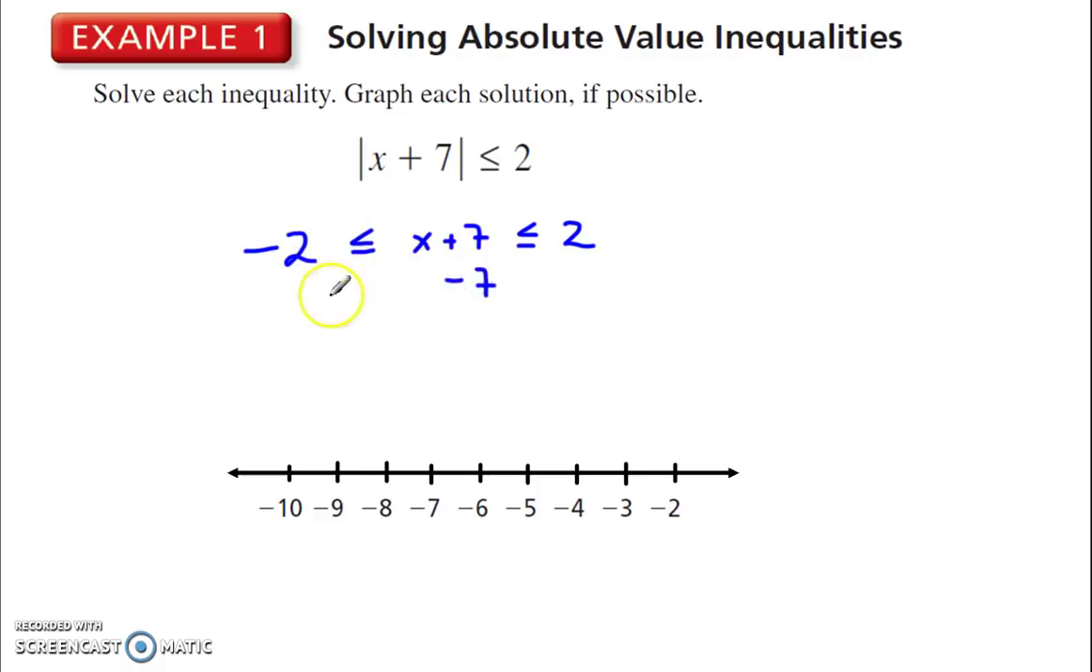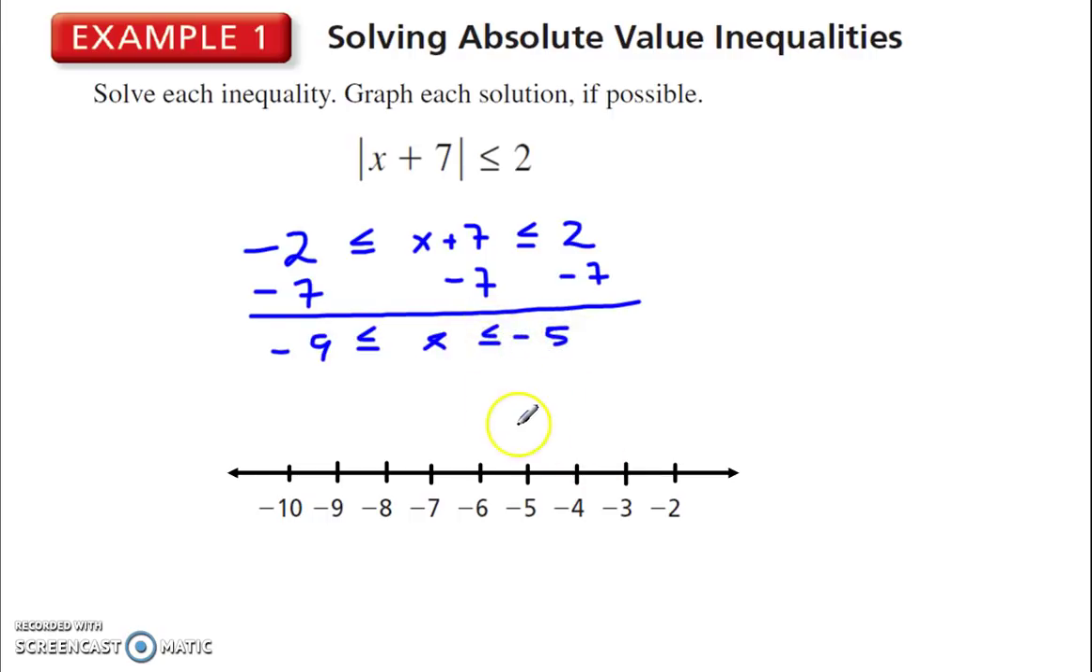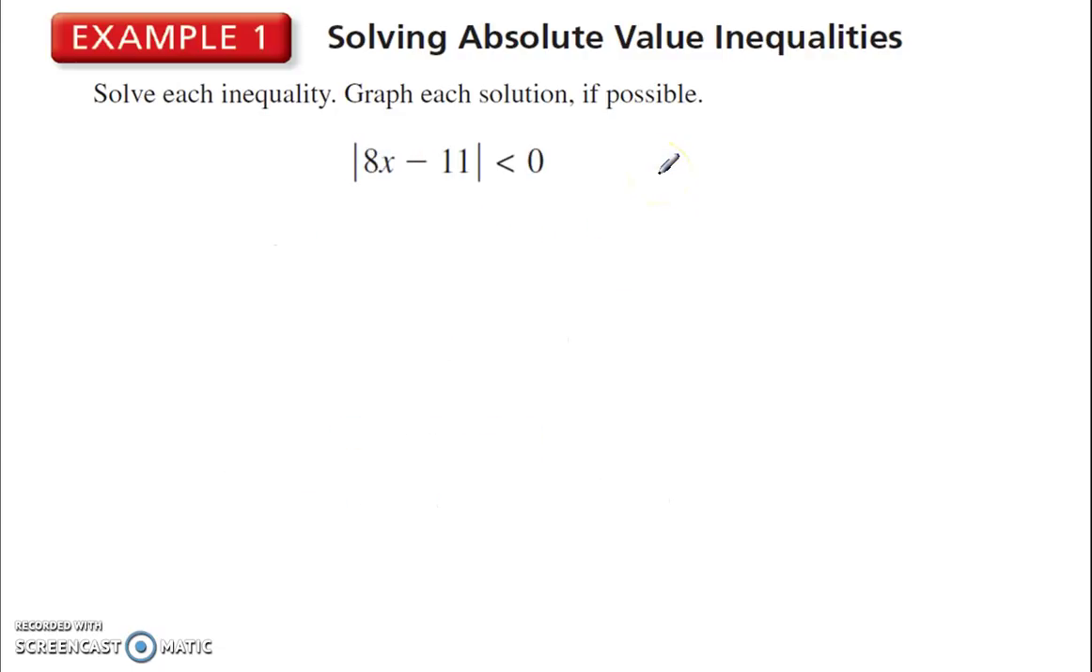Subtract 7 from each side, and I get negative 9 less than or equal to x less than or equal to negative 5. That's a closed circle. Negative 5, negative 9, closed circle. And since it's less than, that's an AND statement, that's in between. Alright.